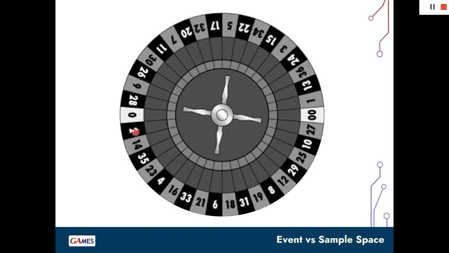All right, so are you thinking about it? The question was, we have 38 pocket numbers apart from 0 and 00. Okay, so what is the total number of even numbers you're going to have from 1 to 38?